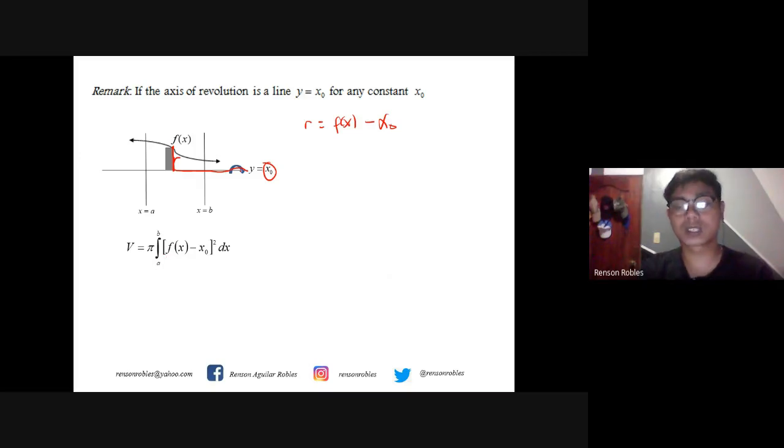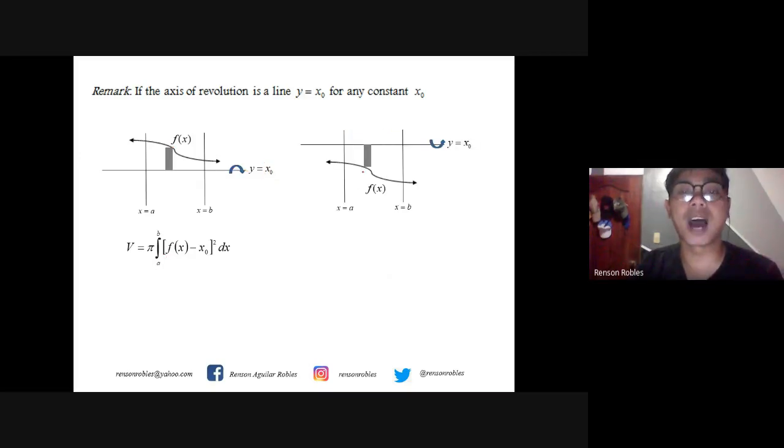Okay. Next, if the axis is located above the region, so what will be your r? Can I hear someone? X naught minus f of x. So that's still y upper minus y lower. Your upper part is the x naught, and then your lower part is the f of x, and this is the volume: pi integral of (x naught minus f of x) squared dx.